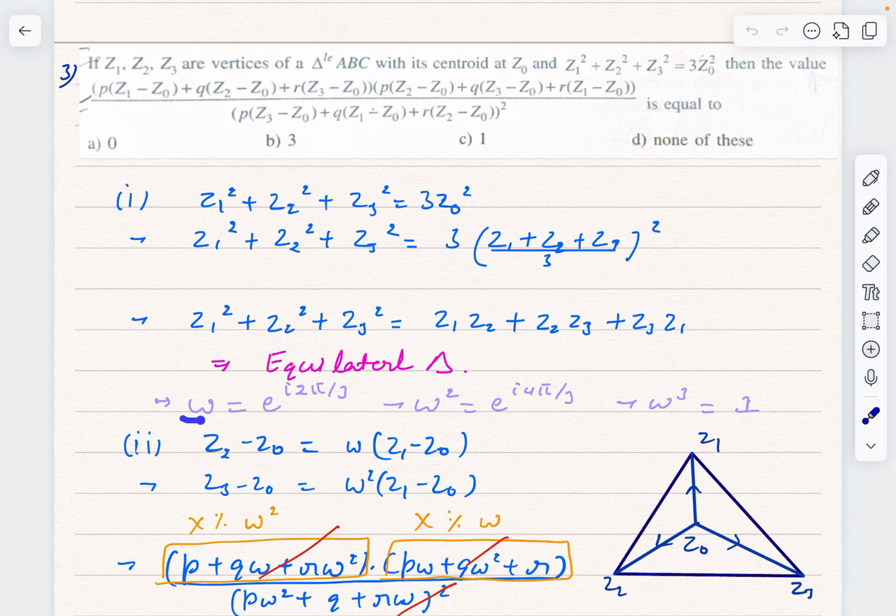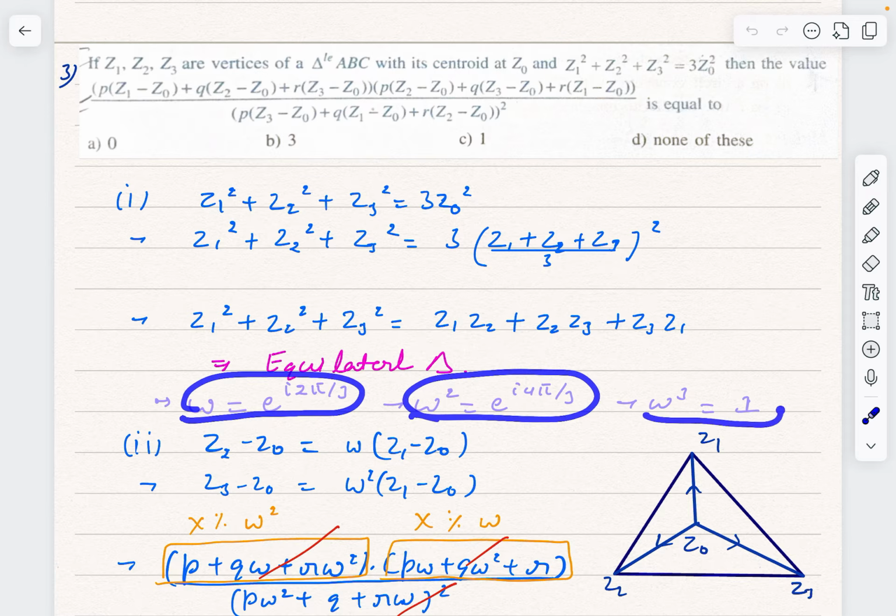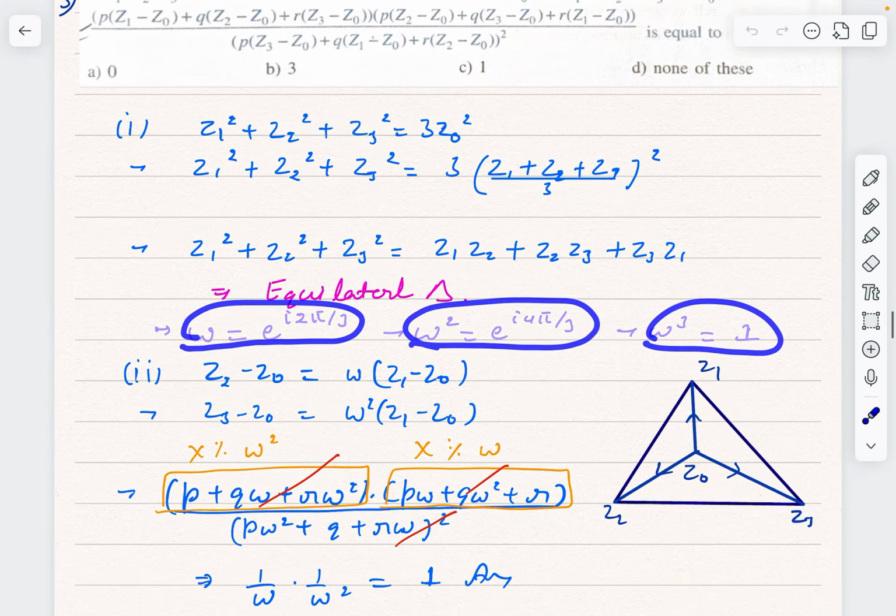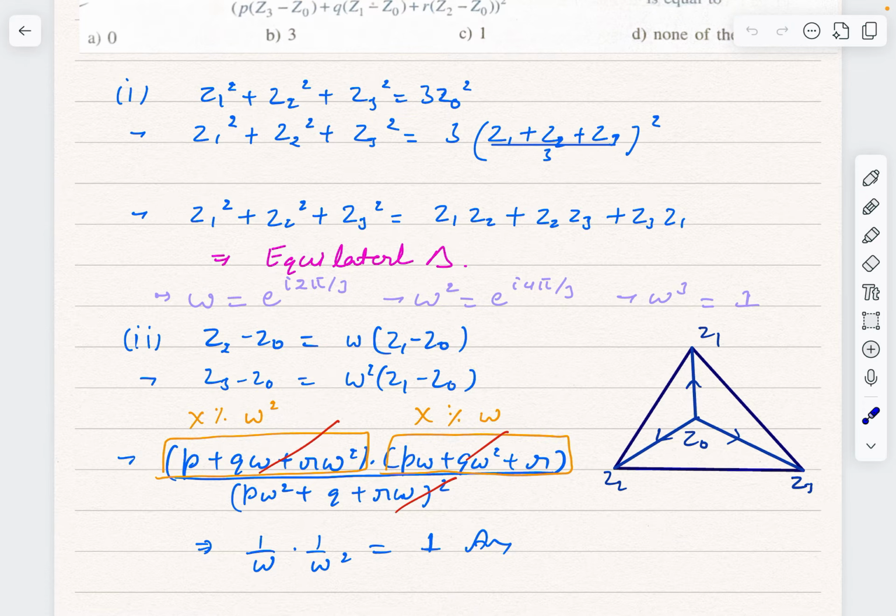So you know omega is e to the power i 2 pi by 3, omega square is e to the power i 4 pi by 3, omega cube is 1. So we can just use rotation here. Z0 will be the centroid, Z1 is here, Z2 is here, Z3 is here. So I can say Z2 minus Z0 will be Z1 minus Z0 times omega, because this angle is 2 pi by 3. And Z3 minus Z0 we can say is Z1 minus Z0 times omega square, because this angle, if you rotate in this direction, will be 4 pi by 3.